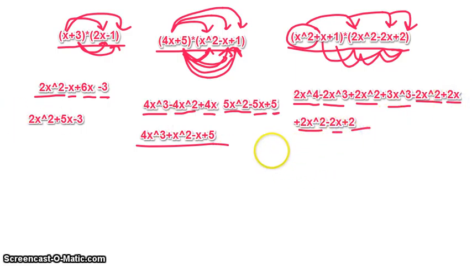So your final answer for this one would be 2x to the fourth, and then you would add the negative 2x cubed and the positive 3x cubed to give you a positive x cubed. You would add the 2x squared and the negative 2x squared along with this other positive 2x squared over here, which would give you a positive 2x squared. You would add the 2x and the negative 2x, which would give you nothing, and then you are left with the 2, and there's your final answer for that one.